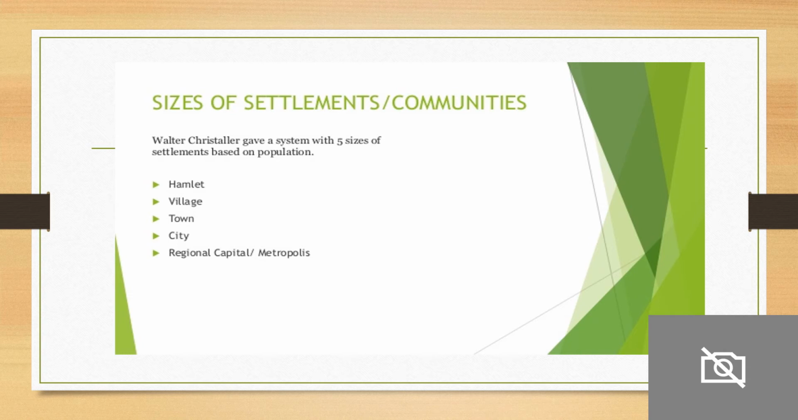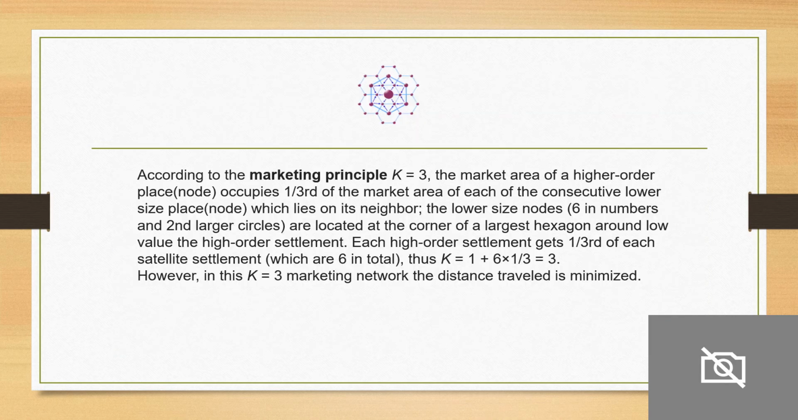Now he goes on to say that the settlement is distributed in five forms. The hamlets, that is a smaller human population living, and then the village, the town, the city, and then the metropolis.